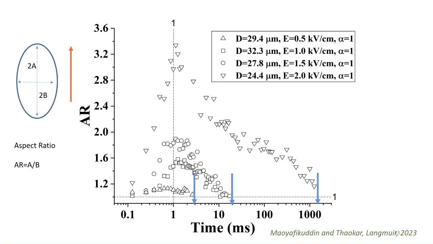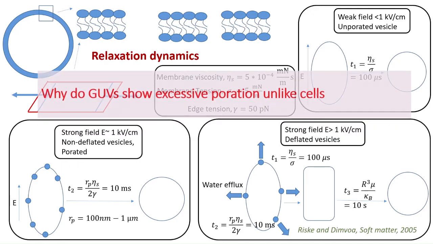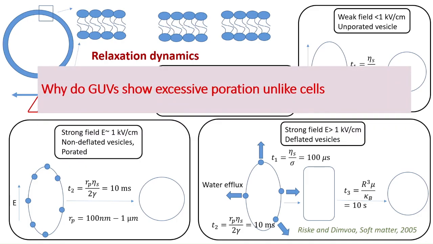And then what we can say is, if you are seeing very fast relaxation, you can say it is unporated. If it is relaxing over 10 milliseconds, you can say it is controlled poration. And if it is relaxing very, very slowly, then you can say that it is uncontrolled poration with a lot of tubulation.